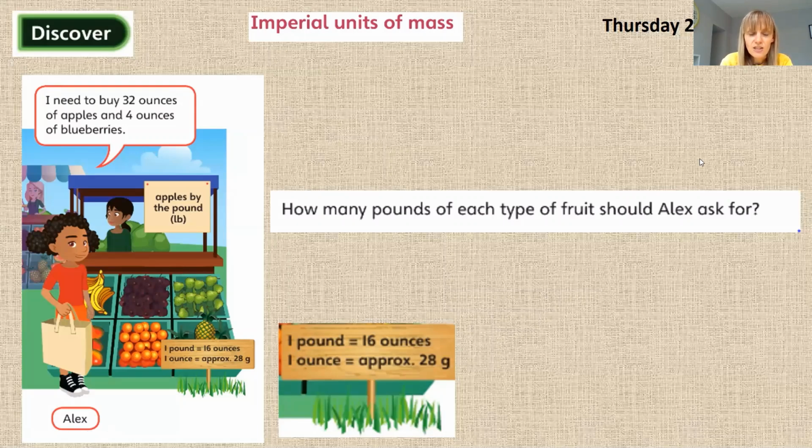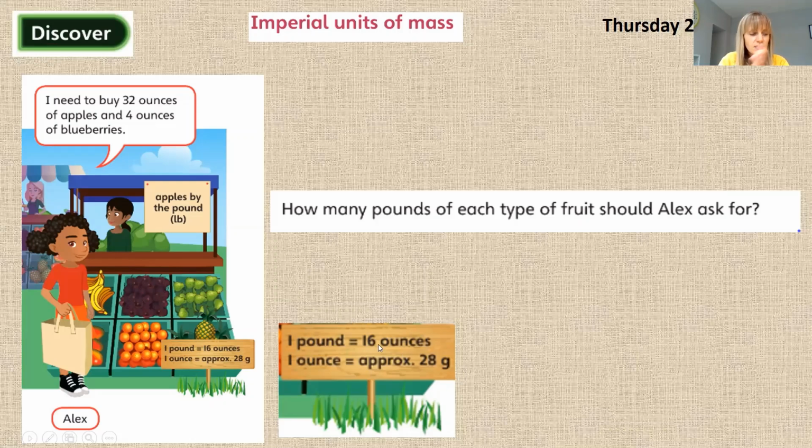So Alex here, she's gone to the market and she would like to buy 32 ounces of apples and 4 ounces of blueberries. They want you to say how many pounds of each type of fruit Alex should ask for. Down here at the bottom, you can see that 1 pound is the same as 16 ounces. So it says here she wants 32 ounces of apples.